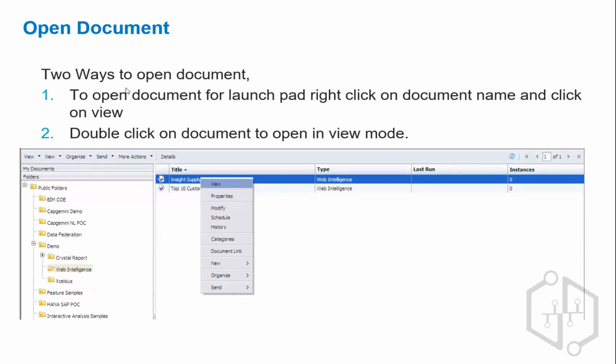There are two ways to open a report. We can just double click on the report, which opens the report in the latest instance, or we can right click on the report and choose view. These are the two options to open a report: double click on the report, or right click and view.